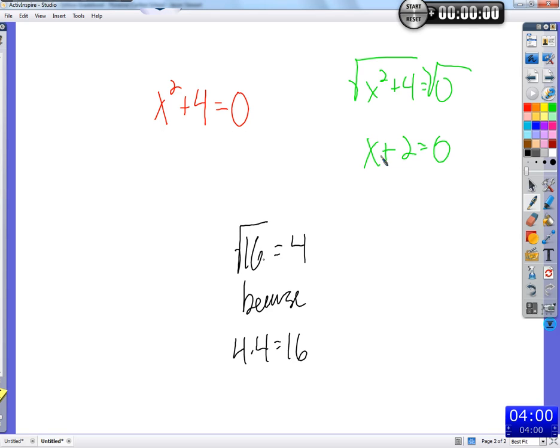So if x plus 2 is the square root of x squared plus 4, what does that mean? What must that mean? That's what it would have to mean, right? If the square root of x squared plus 4 equals x plus 2, we're just replacing 16 with x squared plus 4, and x plus 2 is replacing 4, but the reasoning still applies. x plus 2 times x plus 2 must be x squared plus 4, okay?